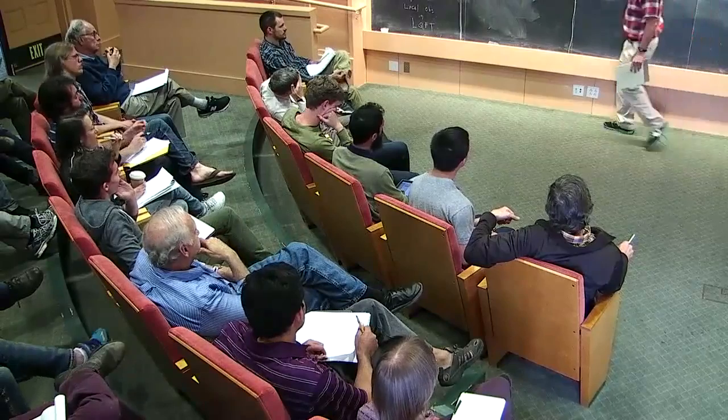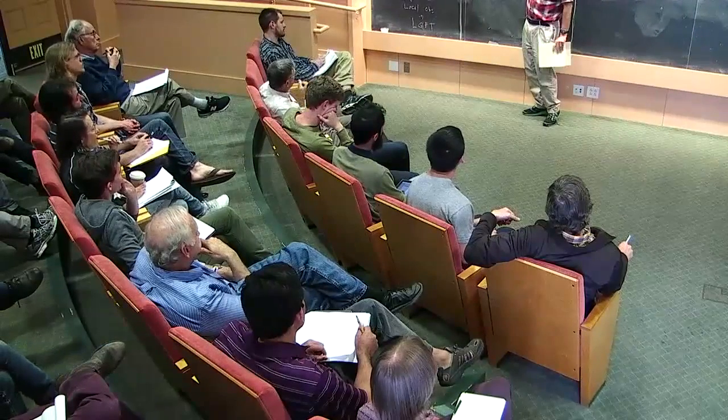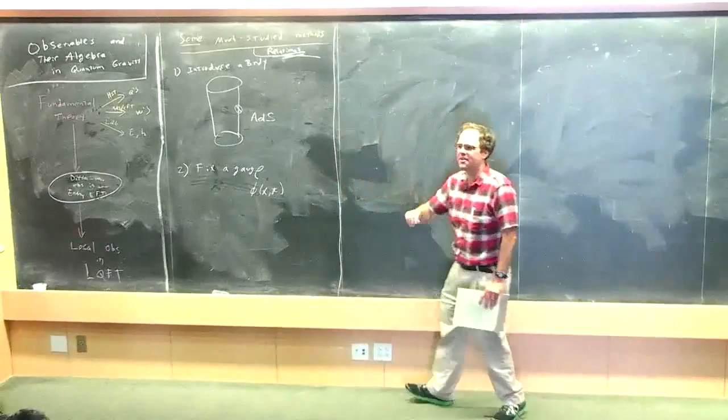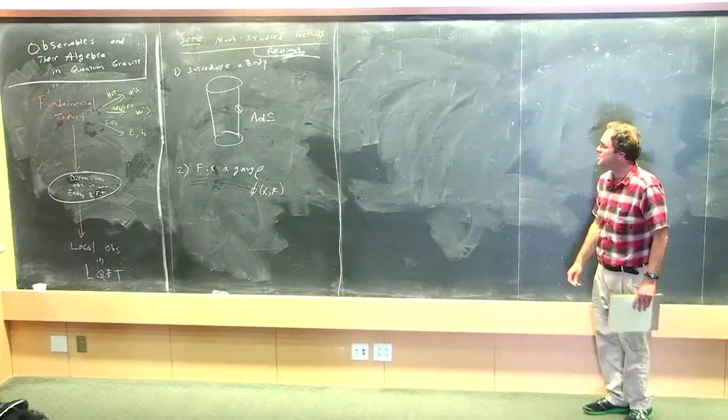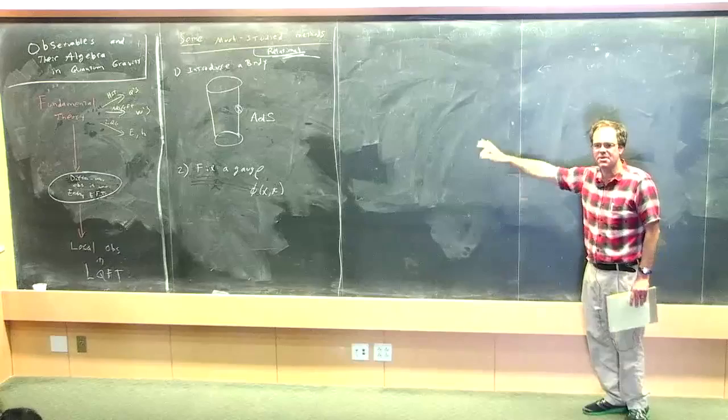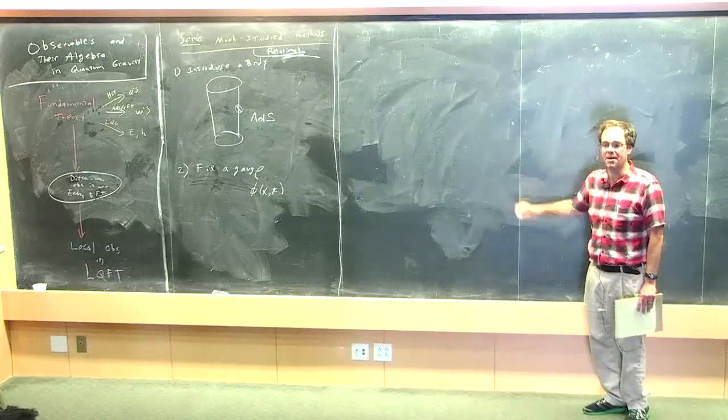You notice that I wrote down some much-studied methods. This is not an attempt to exhaustively classify anything, or to say that any other idea for constructing observables is necessarily a bad one. I'm just listing some common things that you might have seen done, and I'm going to make some comments.